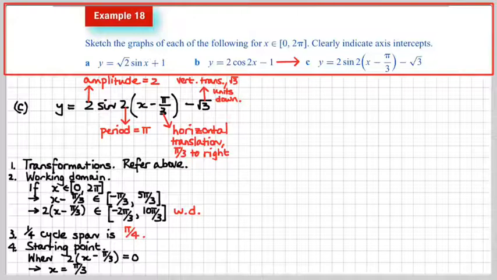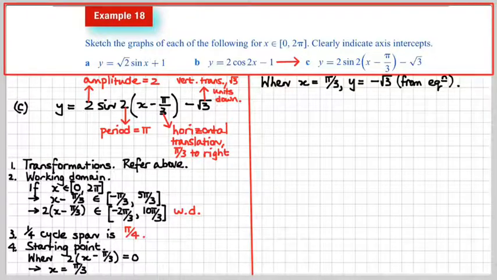Of course it is. So that's going to be the starting point for x, but what would be the starting point for y? When x is pi on 3, y would be that thing. Easy from the equation. So the starting point is pi on 3 and minus root 3. See how easy it is when you do it all systematically.